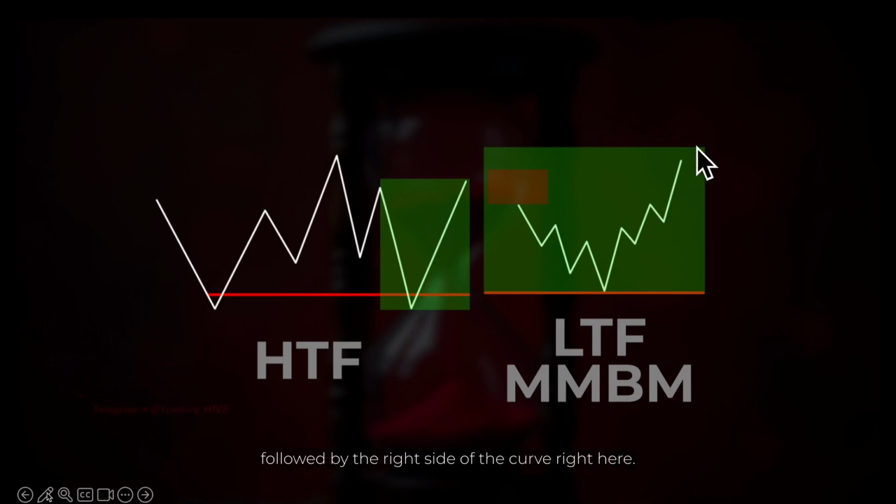Now, what is important to note is that when it comes to the rejection block and the market maker buy model, which will originate from it, is the following. Intermarket relationship plays a crucial role when determining what rejection blocks are likely going to hold.